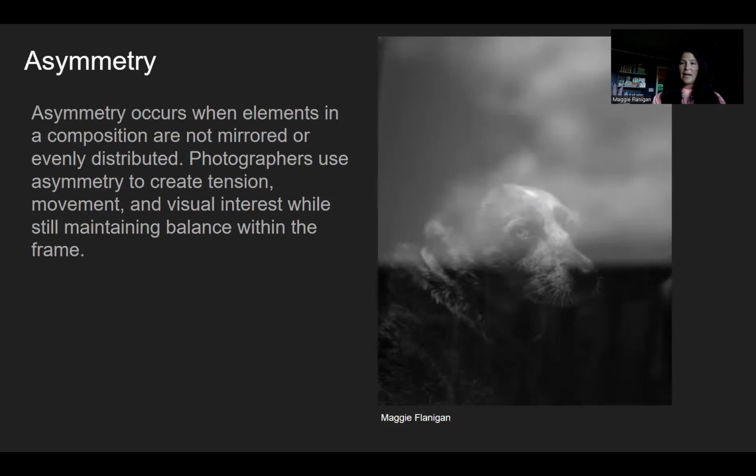So already here, the exact opposite of symmetry, there's a time and a place to use this element. Asymmetry occurs when elements in a composition are not mirrored or evenly distributed. Photographers use asymmetry to create tension, movement, and visual interest while still maintaining balance within the frame.